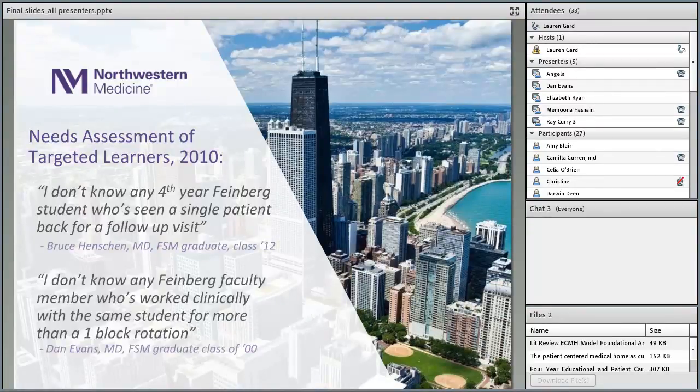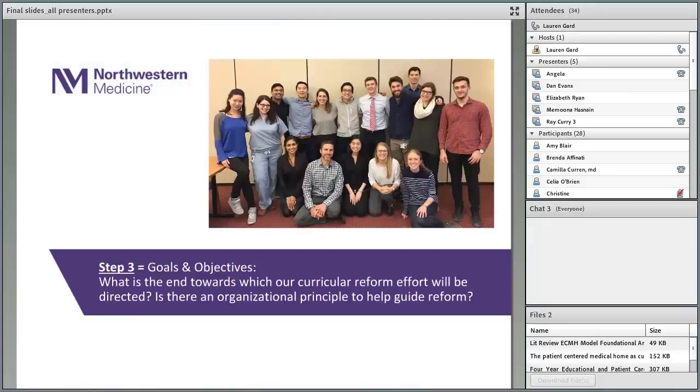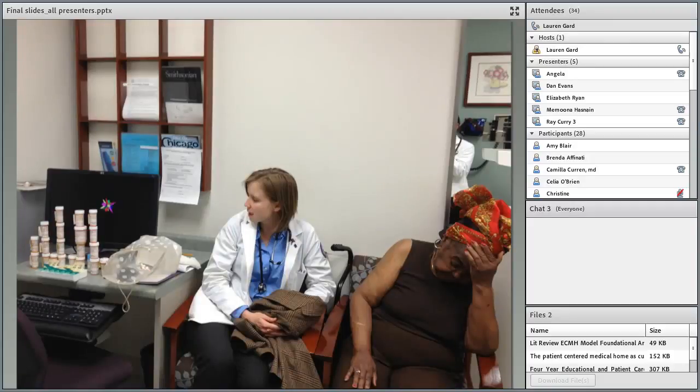And we talked to our faculty, and our faculty only worked with students on average for 1 or 2 weeks at the most. So if we're going to try to manage conditions that evolve over years and decades like diabetes, it's going to be very hard to teach students up to mastery if they never see a diabetic patient for a follow-up visit. So step number 3, we have a chronic care crisis and a lack of follow-up or continuity. What is our goal and objective for the curriculum reform?